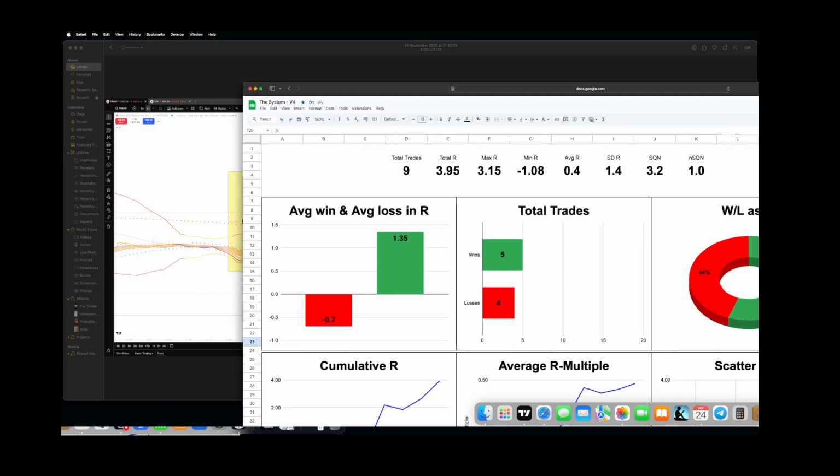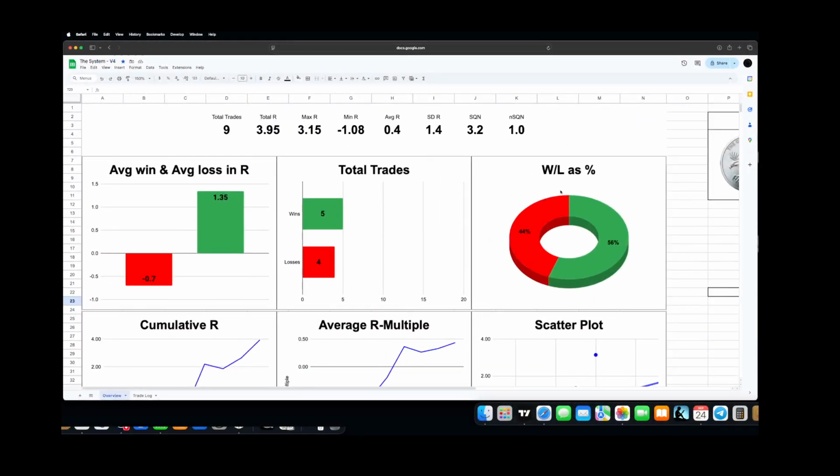Overall, I think it's the best start trading system that I've ever had, which fills me with confidence. Overall, I really like the rules. I really like the system in general.